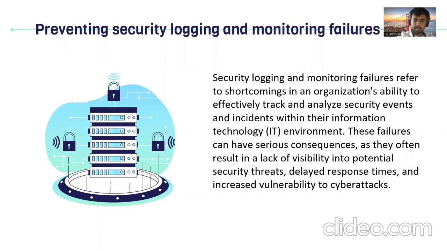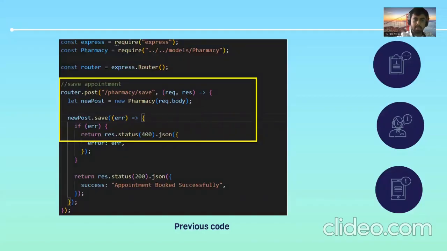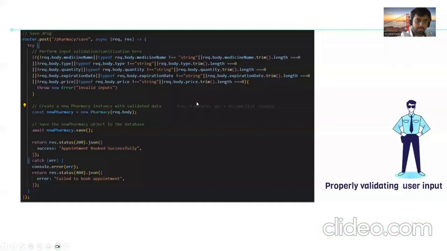So let's see how to prevent these things. In here, there is no logging in the code. In the next one, the updated one, you can see I have also added the errors in here, and we can see what error happened. And if the application is deployed on AWS or Azure, we can see the logs from the cloud. In AWS, we can use CloudWatch.